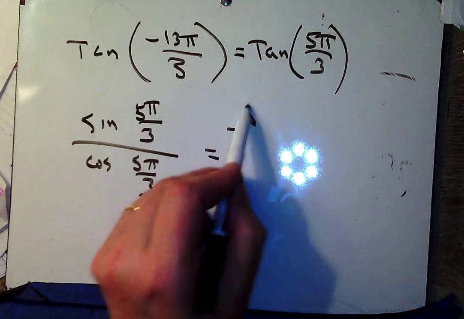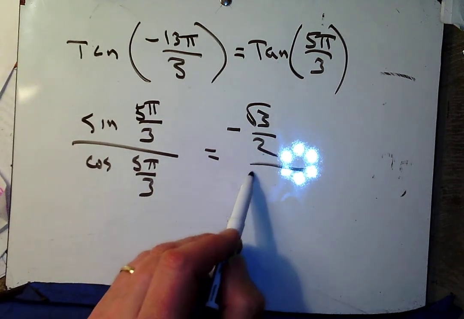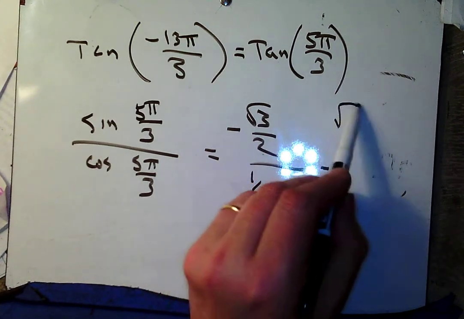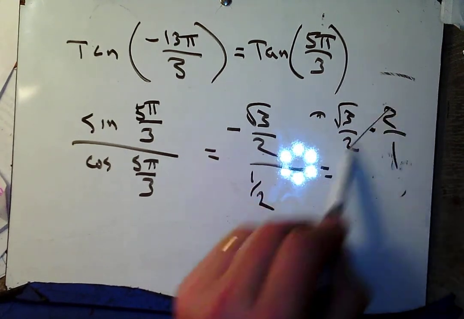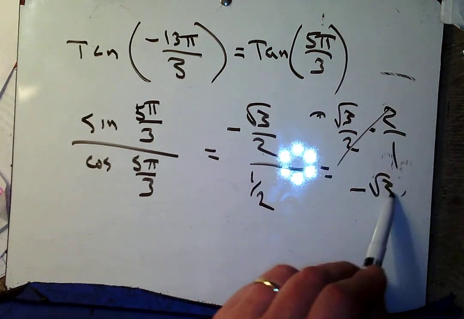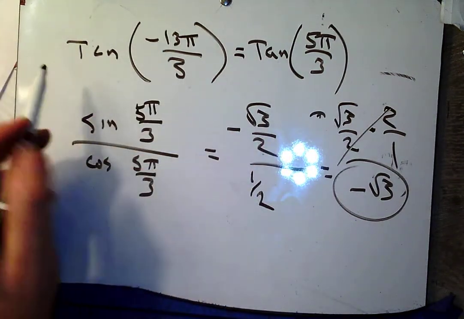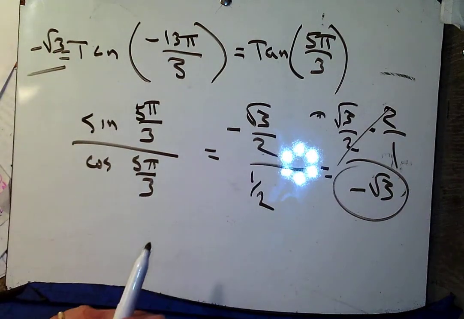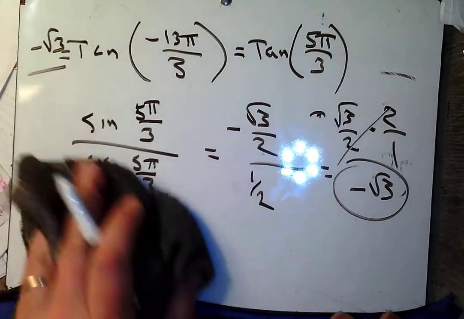Sine of 5 pi over 3 is negative root 3 over 2. Cosine of 5 pi over 3 is 1/2. And when I do that flip and multiply, I get negative root 3. My answer is negative root 3. Tangent of negative 13 pi over 3, negative root 3. Cool, cool. One more, or are you good?